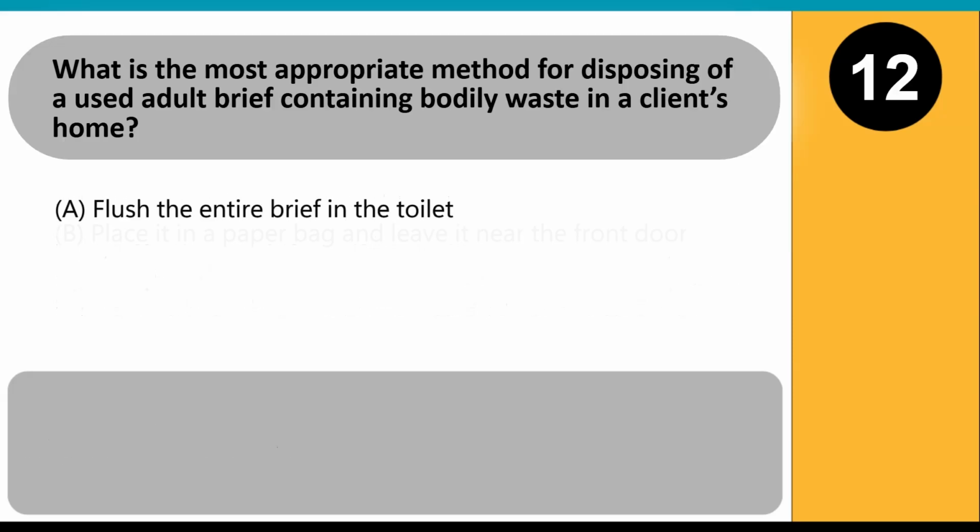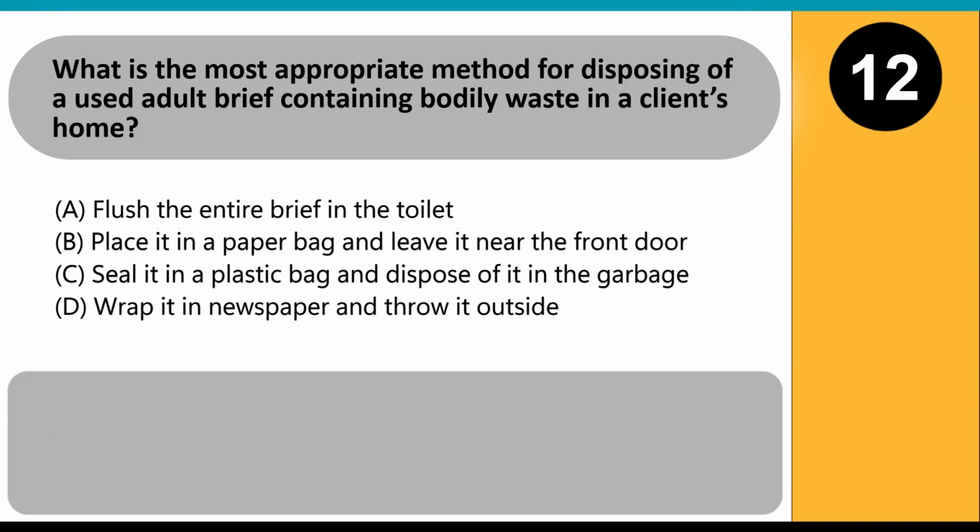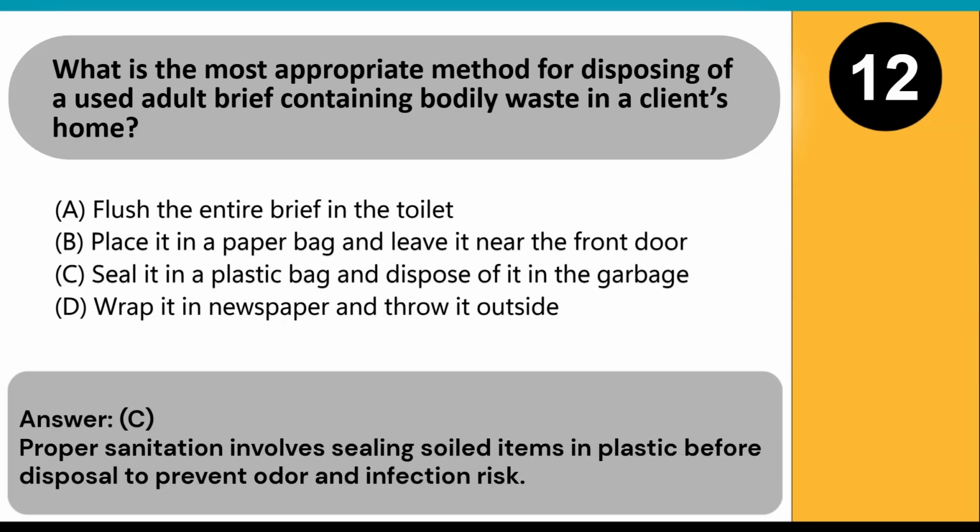What is the most appropriate method for disposing of a used adult brief containing bodily waste in a client's home? A. Flush the entire brief in the toilet. B. Place it in a paper bag and leave it near the front door. C. Seal it in a plastic bag and dispose of it in the garbage. D. Wrap it in newspaper and throw it outside. Answer: C. Proper sanitation involves sealing soiled items in plastic before disposal to prevent odor and infection risk.